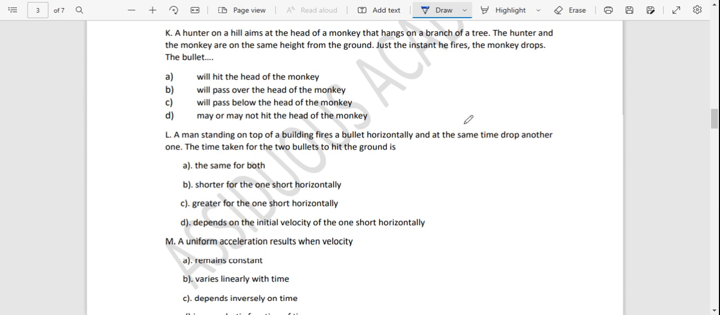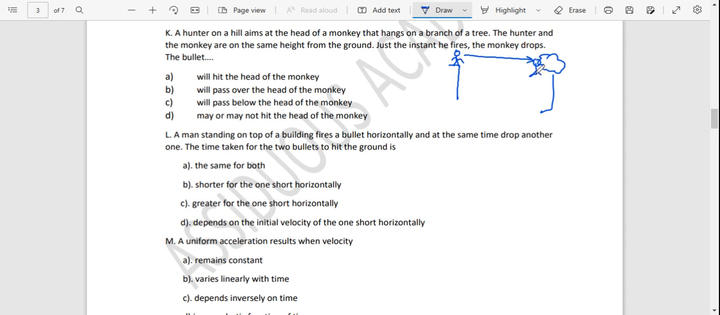A hunter on a hill aims at the head of a monkey that hangs on a branch of a tree. The hunter and the monkey are at the same height from the ground. Just the instant he fires, the monkey drops. Alright, so let's say the hunter is on top here and he fires at the tree where the monkey is, and they are at the same height. Let's say the monkey is at this point. So he aims to fire straight like that at the head.